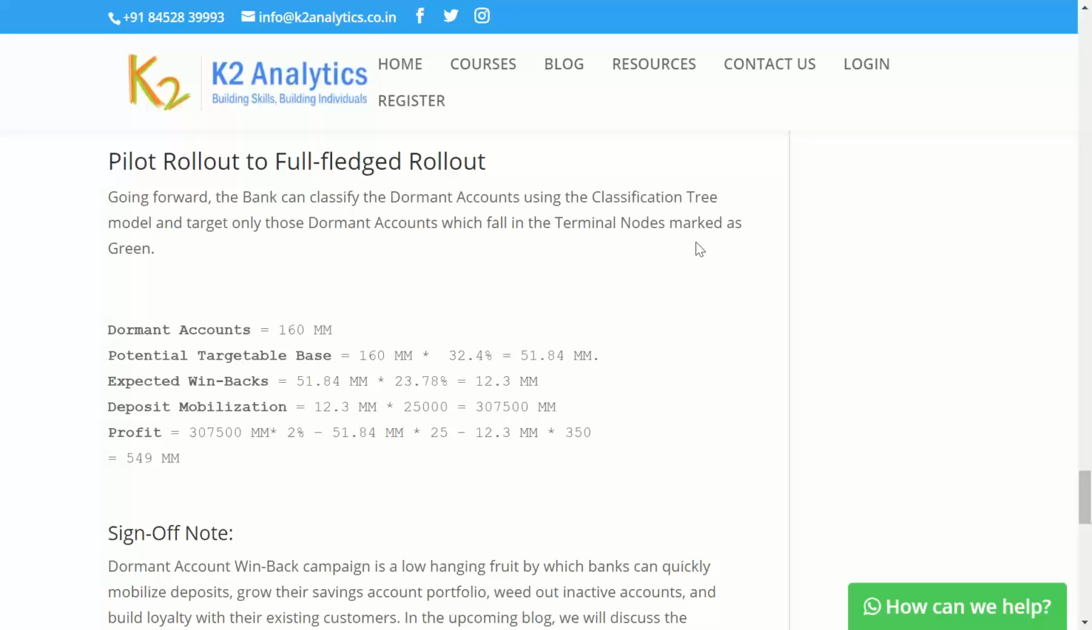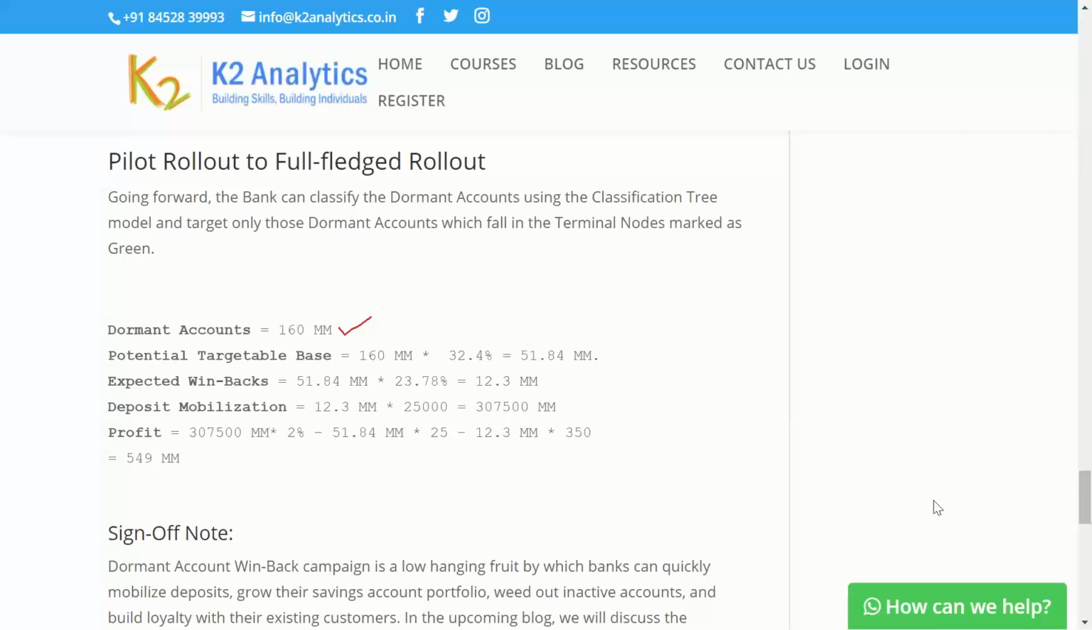We were talking of a case study where we had 40 crore customer base, and of that 40 crore, assuming 40% is dormant, we said a bank may have 16 crore dormant accounts, that is 160 million. Potentially I can reach out to all of them. However, if I reach out to all of them, I'm going to make a loss.